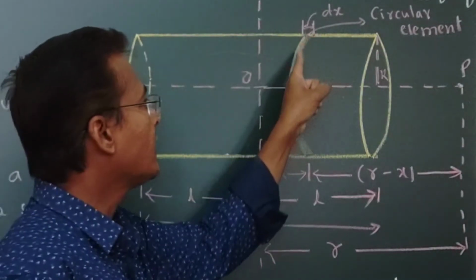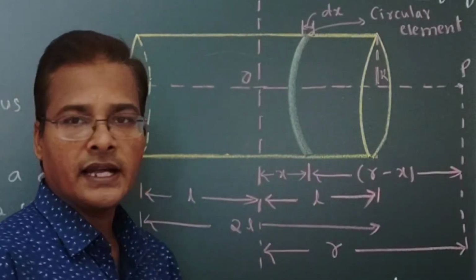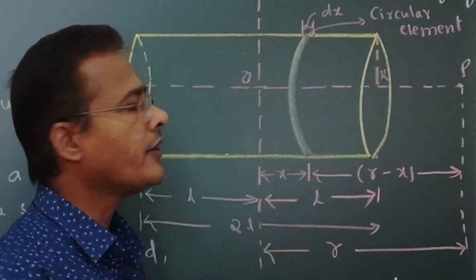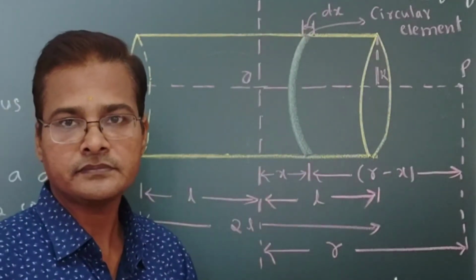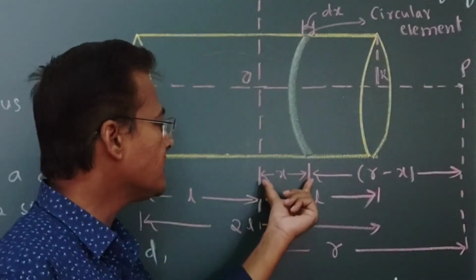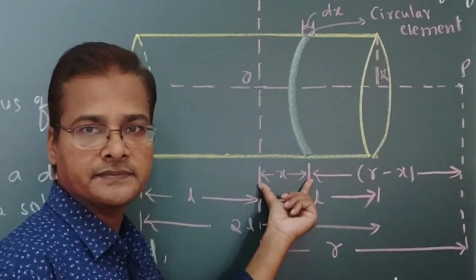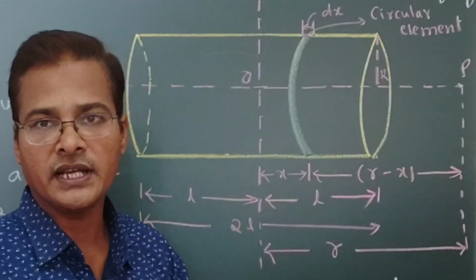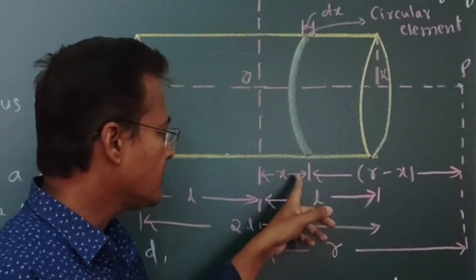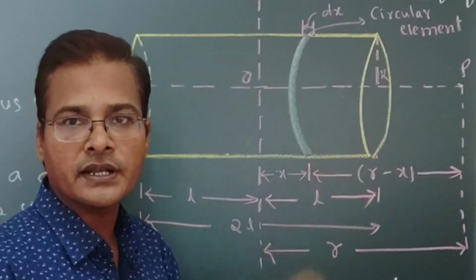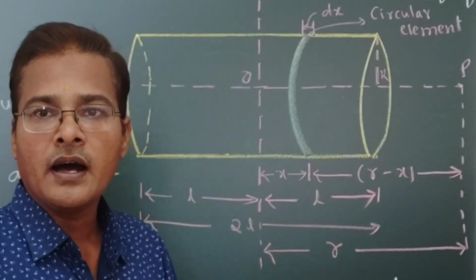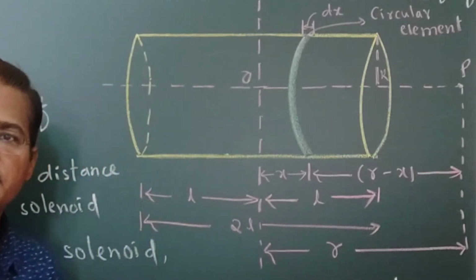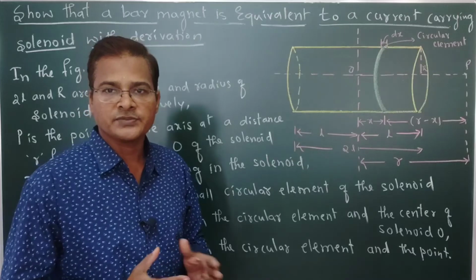Now this is the one circular current element we are taking. The thickness of that current element I have taken as dx. That element is placed at a certain distance, that is x. The remaining distance is r minus x, because this is the r and this is the x. We subtract, then we get R minus x.